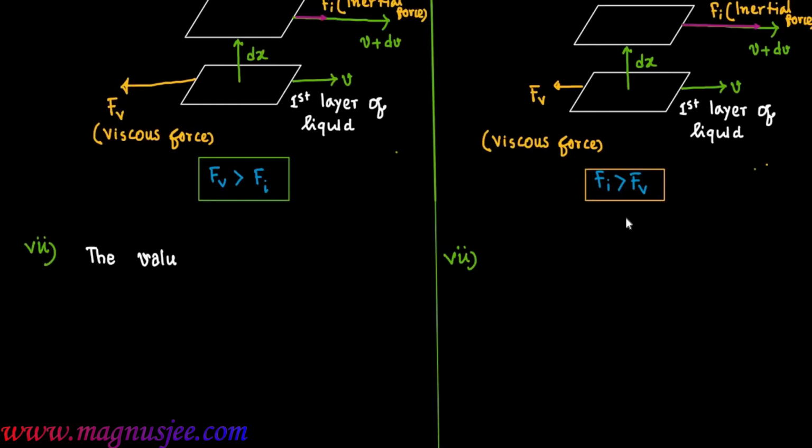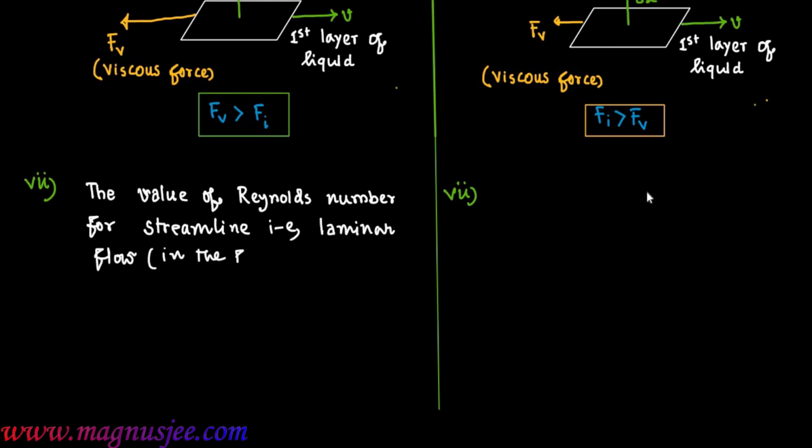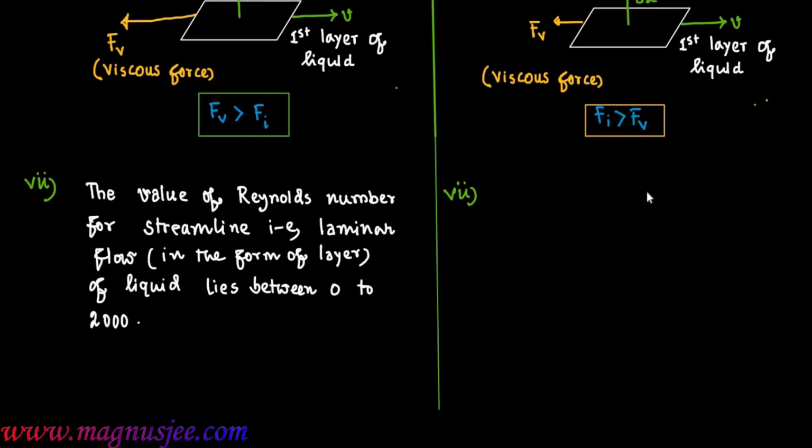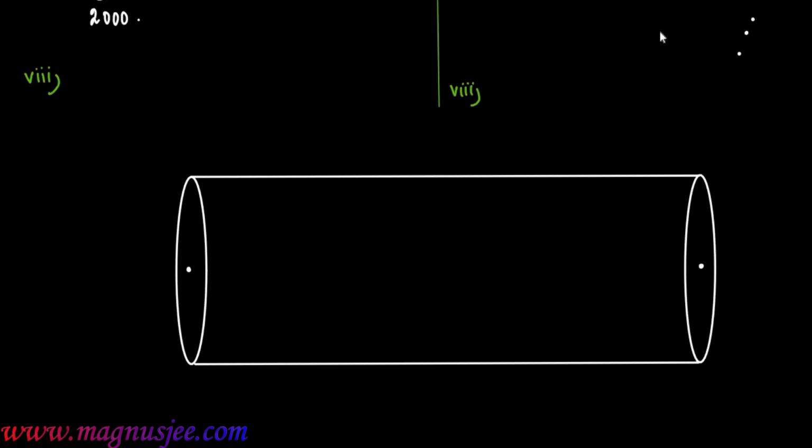Number 7 comparison is the value of Reynolds number for streamline flow or laminar flow. Laminar flow is one type of streamline flow. Laminar flow is a streamline flow which flows in the form of layers. The value of Reynolds number for streamline flow lies between 0 to 2000, and the value of Reynolds number for turbulent flow, on the right hand side, is more than 3000.